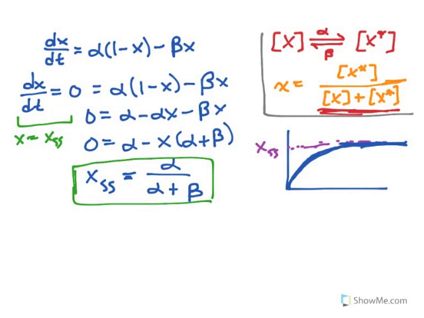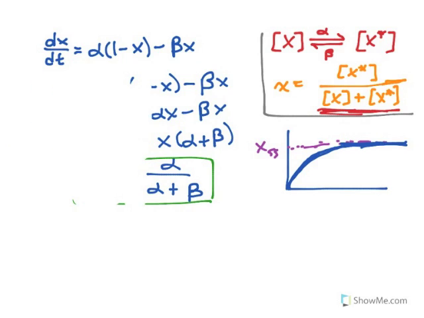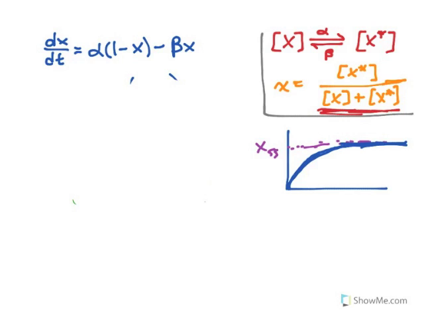Okay, so now I'm going to work a little more with this equation. We know xss is equal to alpha over alpha plus beta, and there's actually another way that we can appreciate this fact by looking at this equation. So I'm going to do essentially a similar manipulation.